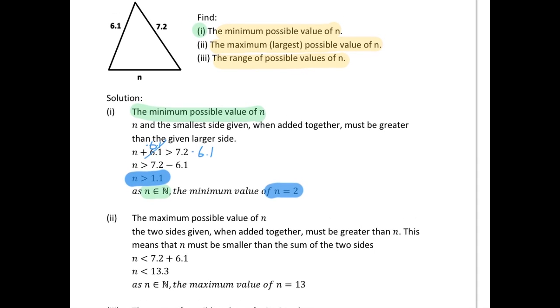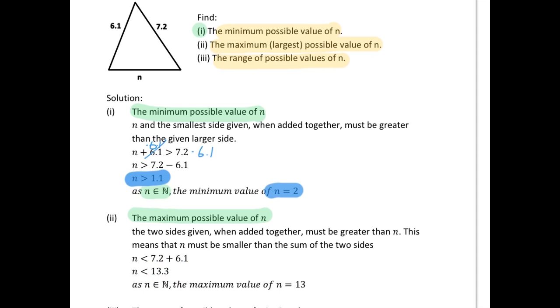Next, the second part, the maximum possible value for n. Well, we know, again from our triangle inequality theorem, that the two sides given, when added together, must be greater than n. This means that n must be smaller than the sum of the two sides. So in order for this triangle to actually be a triangle, these two sides added together have to be bigger than this. Or to put that another way, this side has to be smaller than these two added together. So n must be smaller than 7.2 plus 6.1, so n has to be less than 13.3.